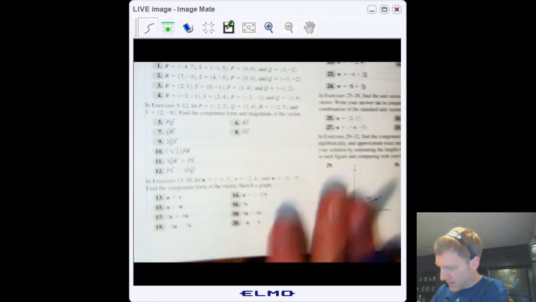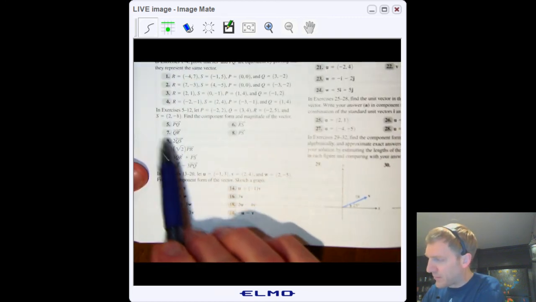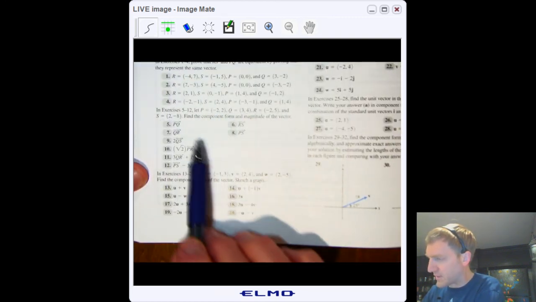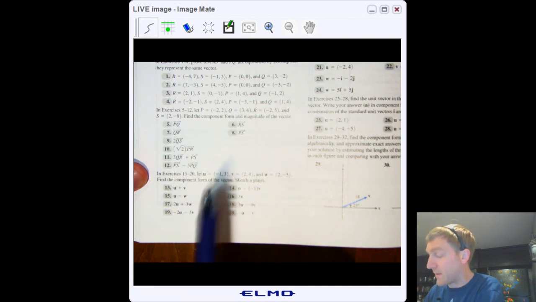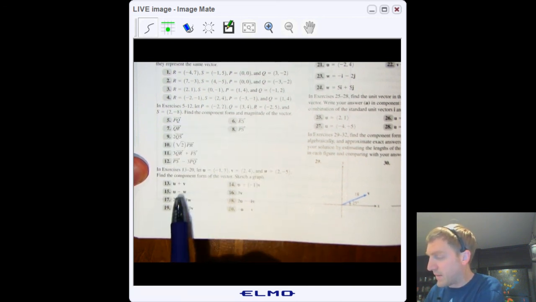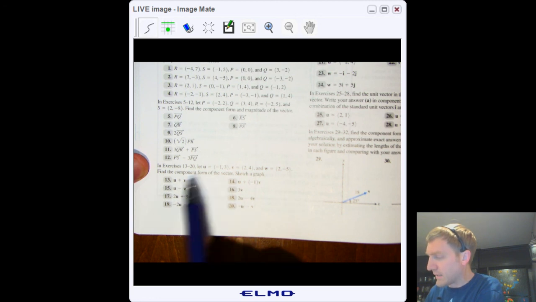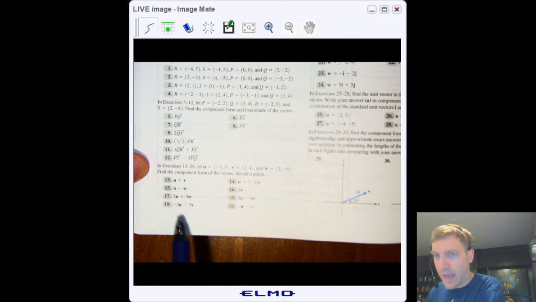And then the next section here, 5 through 7, it gives you 4 different points. Just find the component form of the vector and then find the magnitude of that vector. And then the bottom section, 13 to 20, it gives you 3 different vectors, u, v, and w, and it just wants you to practice the vector operations, either adding the vectors or multiplying by a scalar.